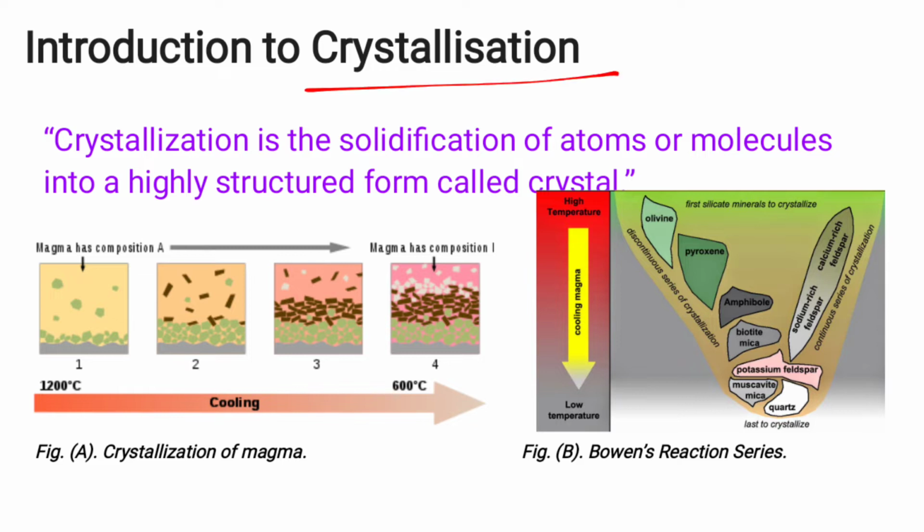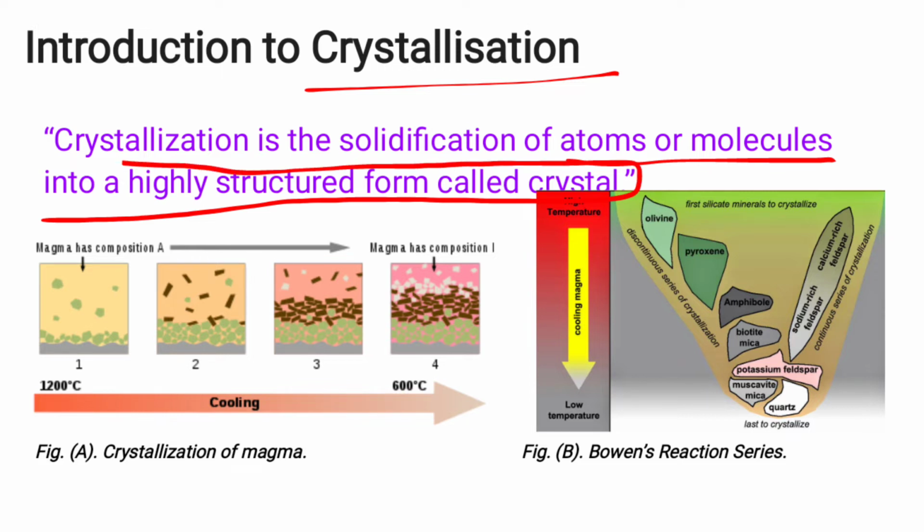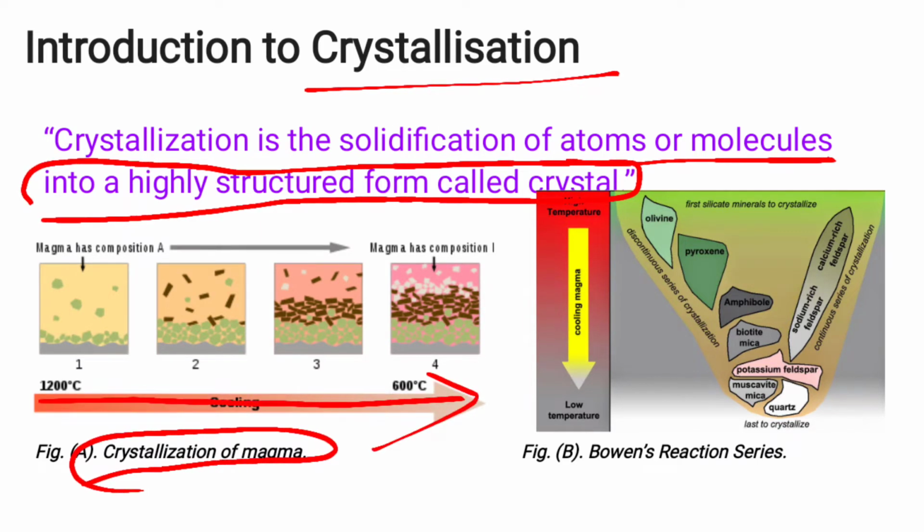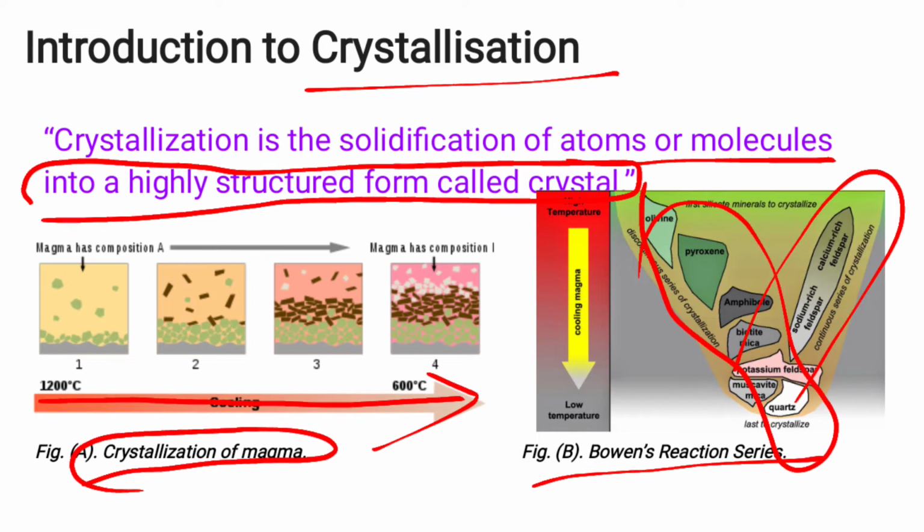So what is crystallization? Crystallization is the solidification of atoms and molecules into a highly structured form called a crystal. So crystallization basically means formation of crystal. What is a crystal? A highly structured form. See, crystallization of magma: how does it happen? It's cooling. This is Bowen's reaction series. Olivine, pyroxene, and so on, and the continuous series is NaPG, CaPG.